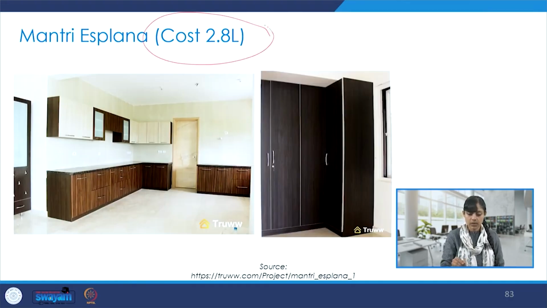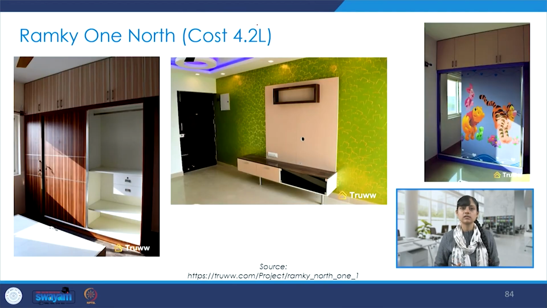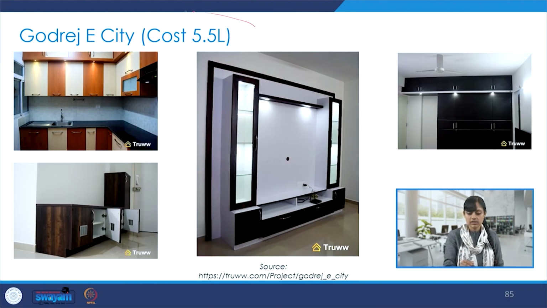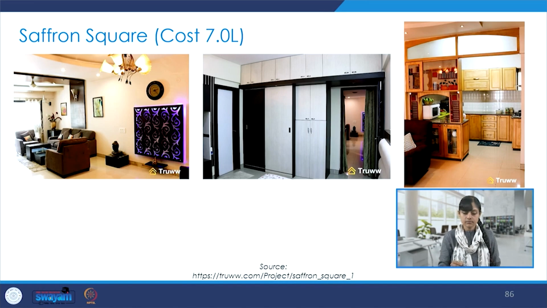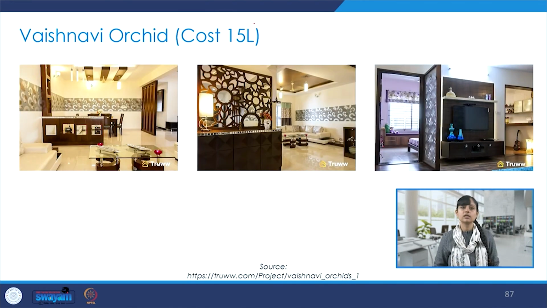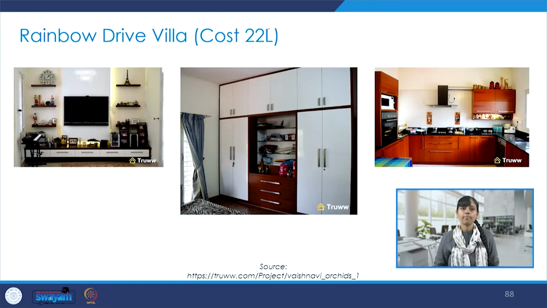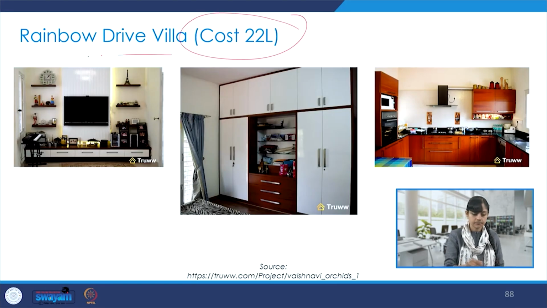So this one is a simple one and the costing is around 2.8 lakhs. Here this is 4.2 lakhs, 5.5 lakhs. So as we go on increasing the details and we go on improving the finishes and materials, the cost is definitely increasing, and also the space, the variation in space. This is 7 lakhs. This one is slightly luxurious in terms of finishes, detailing, and the kind of material that is chosen. This is 15 lakhs. This is 22 lakhs. This is a villa.